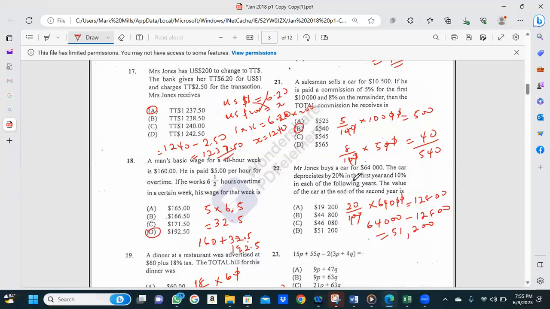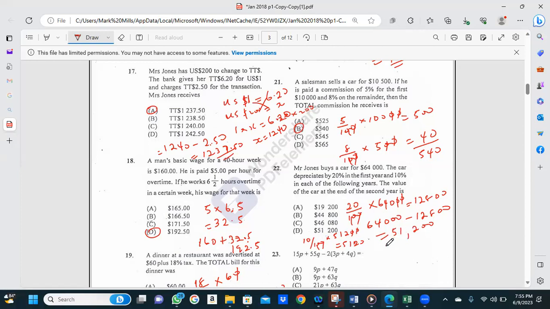Now, the second year, they say you are going to reduce this one by 10%, right? So it'll be 10 over 100 times 51,200, right? So you get 5,120. Now the answer you get, you are going to subtract it. So work it out for me now.